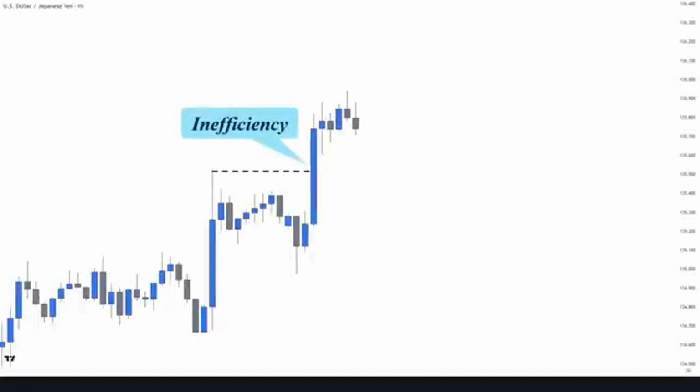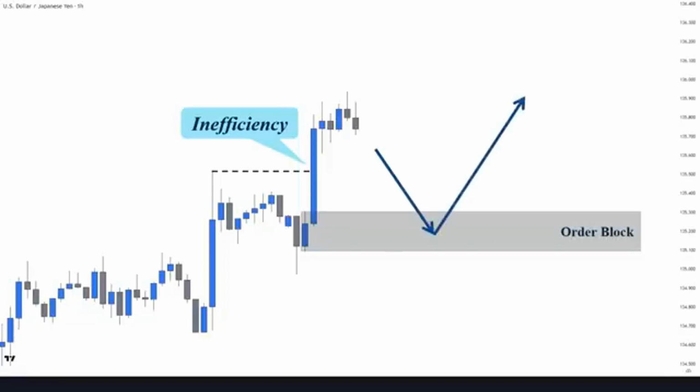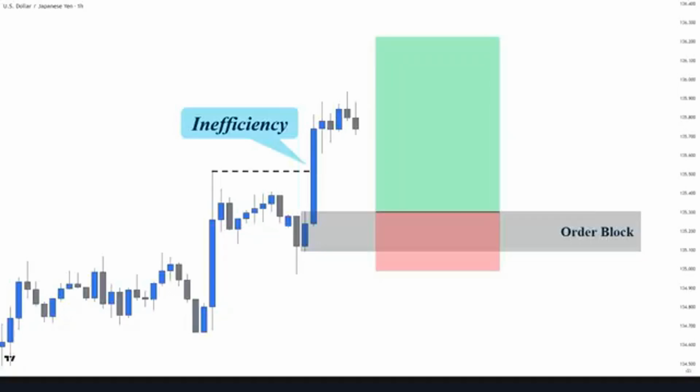Here in the 1 hour time frame, we have a move with obvious inefficiency breaking above the previous market structure. So here, if the price manages to pull back to the order block zone, it would be a perfect opportunity to enter a long position, set our stop below the swing low, and target the next level of market structure in front of the price.